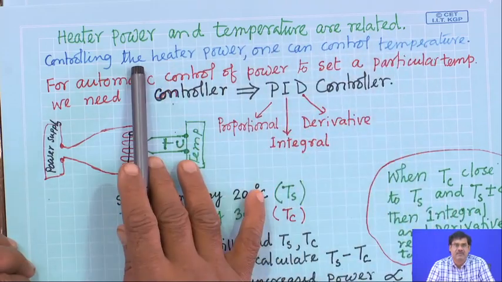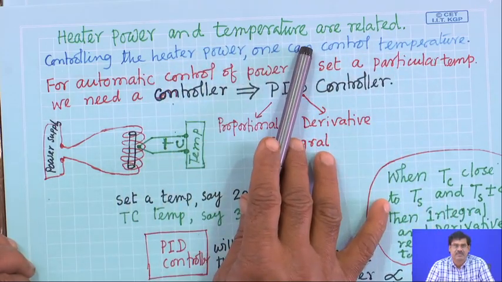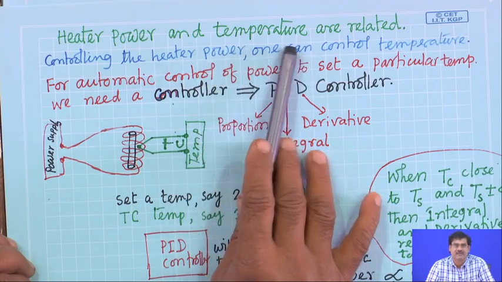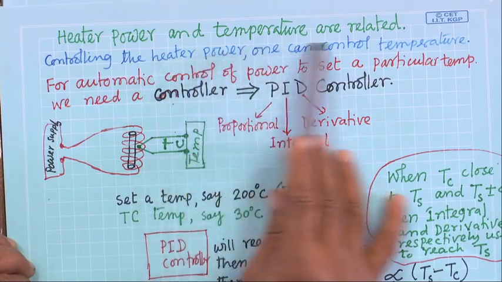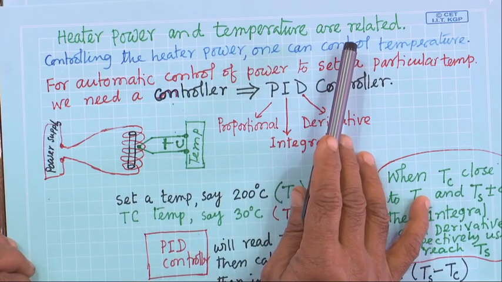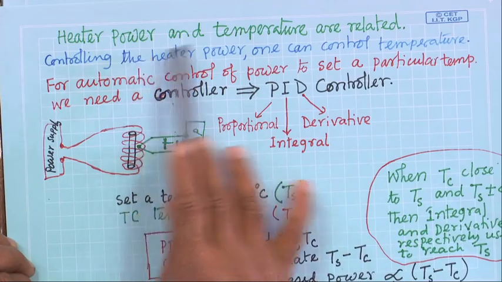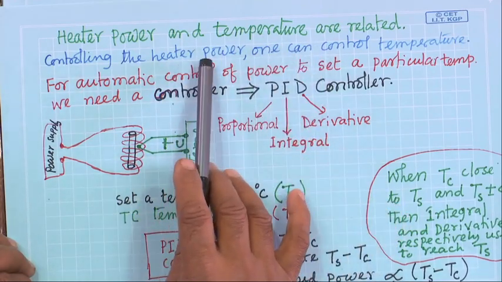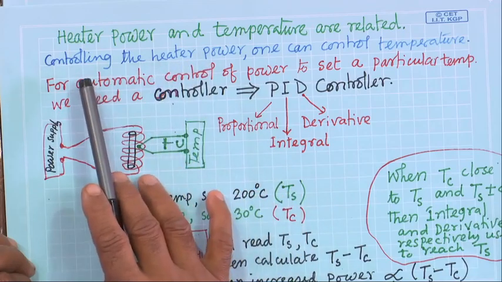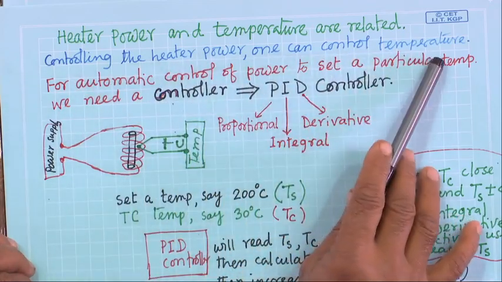If you increase the power, the temperature will increase. The relation is not proportional. Initially it may be proportional, then it may be nonlinear, but they have a relation. So by controlling the heater power, one can control the temperature.